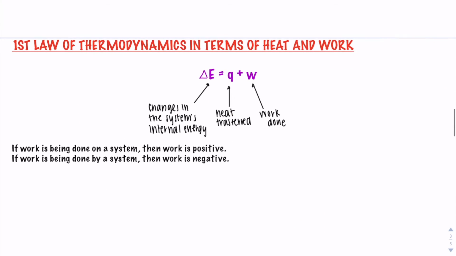Okay, and the next part we're going to go over is the first law of thermodynamics in terms of heat and work. The formula for this is delta E, change in the system's internal energy, is equal to Q plus W, which is heat transferred plus work. So it is important to note what sign work is. If work is being done on a system, then the work is positive. If the work is being done by a system, then the work is negative.